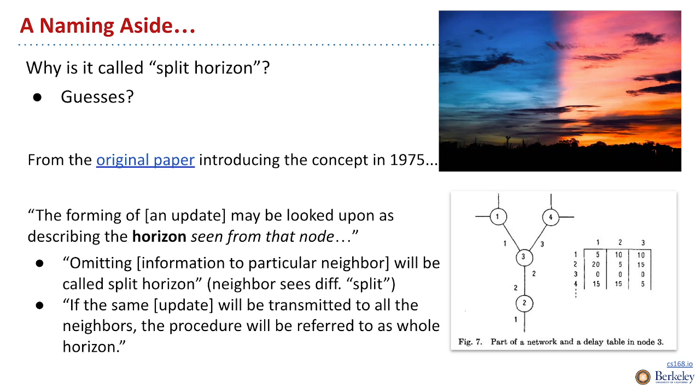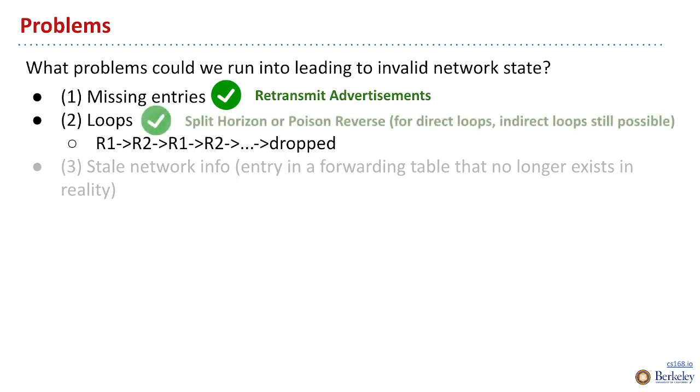Particularly, the neighbor through which you're going, you leave out the routes to destinations that you use that neighbor for. And so each neighbor is getting a different overall view of your horizon. The paper also describes this term as a whole horizon, which is without split horizon, if you're sending everything. We don't use that in this class, but it's kind of cool. Okay, we've solved our looping problem.